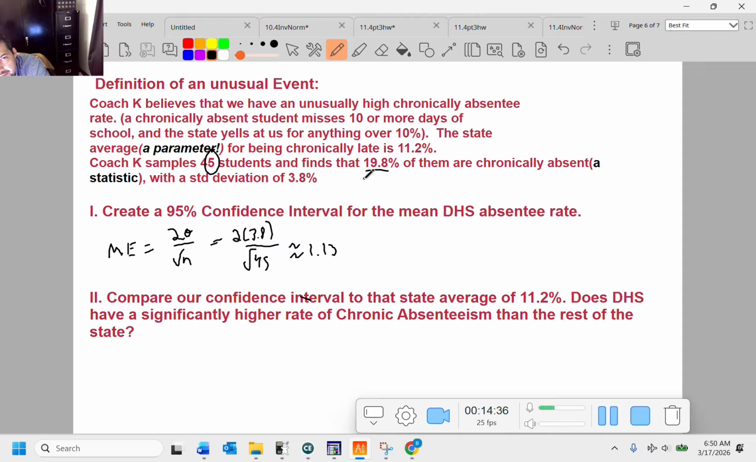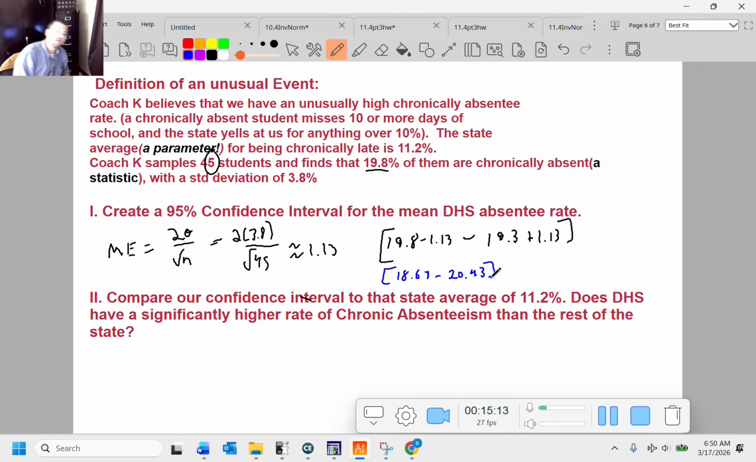This is my sample statistic, 19.8. On one side, I'm going to take away the margin of error, and on the other side, I'm going to add the margin of error. That's all I have to do. 19.8 take away 1.13 is 18.67, seems legit. And then 19.8 plus 1.13 should be 20.43.